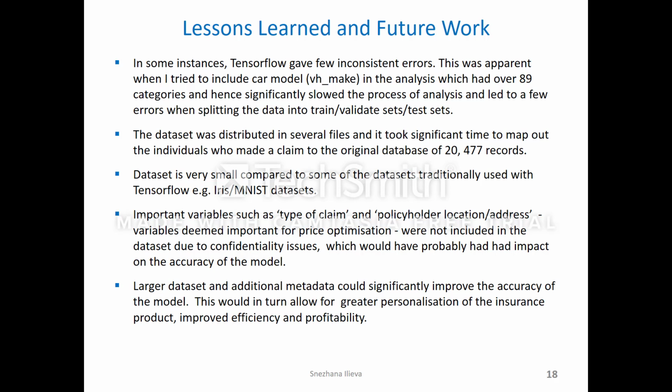The dataset was distributed in several files, and it took me a lot of time to map out the individuals who made a claim to the original database of 20,000 records. The dataset is also very small compared to some of the datasets traditionally used with TensorFlow, such as the Iris dataset or the MNIST dataset. Additionally, important variables such as type of claim and policyholder's location address, variables usually deemed important for price optimization, were not included in the dataset due to confidentiality issues, which would have probably impacted the accuracy of the model.